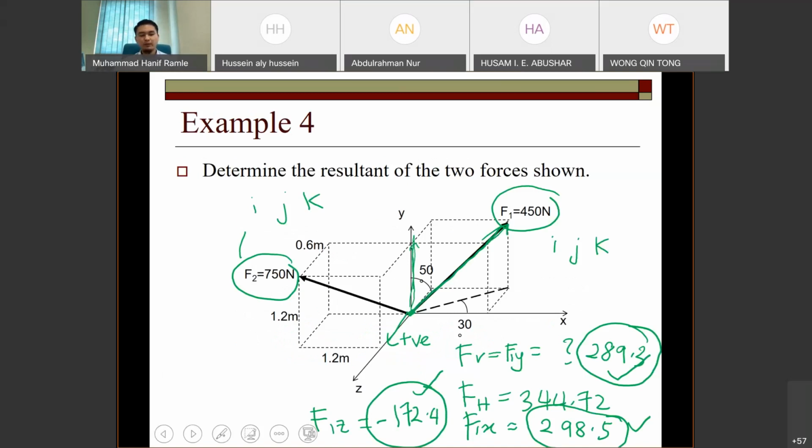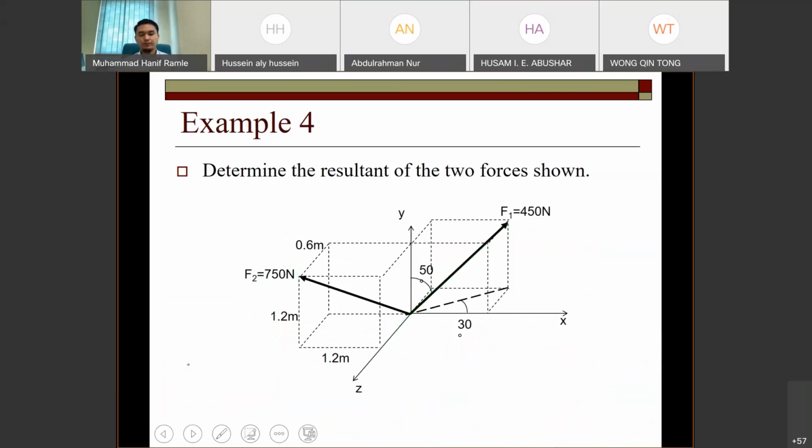What method do you have to use? Coordinate method, yes. The coordinate method is very straightforward. You have to determine dx, dy, dz, and d. So how about dx? How much is dx? Negative 1.2. Yes, correct.